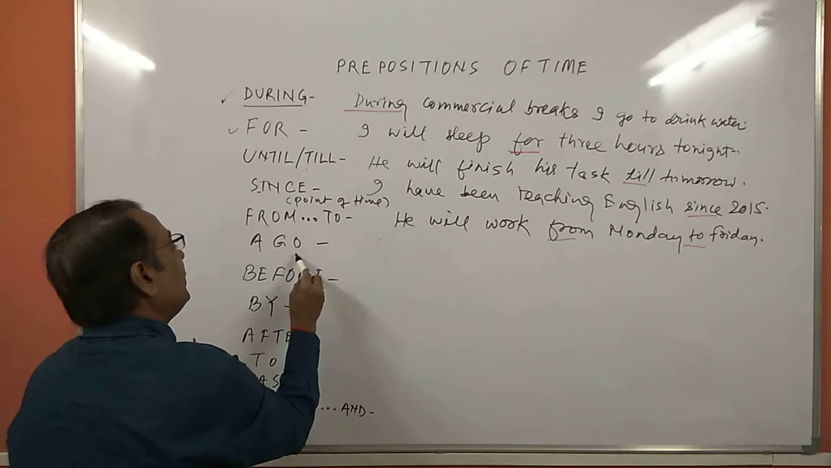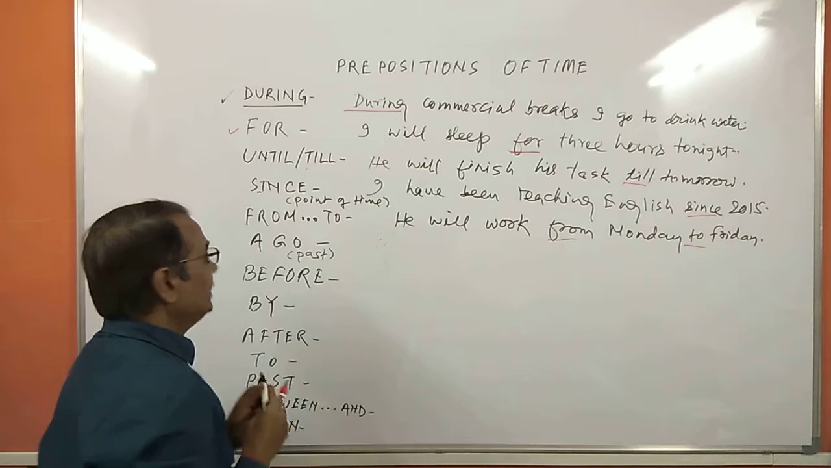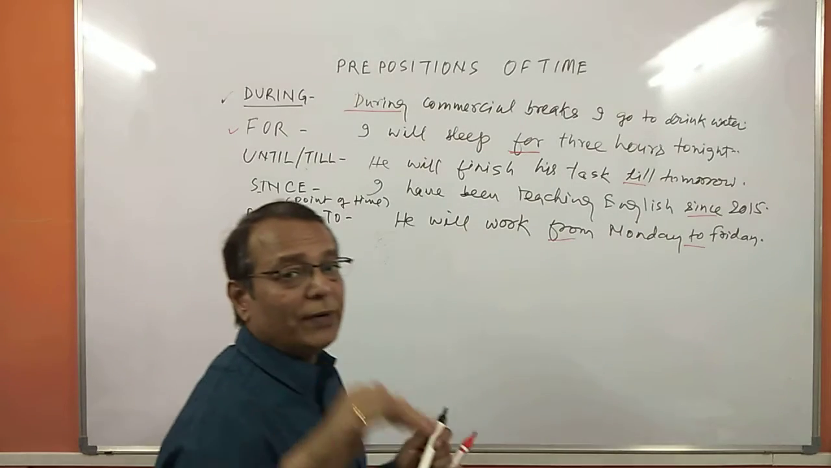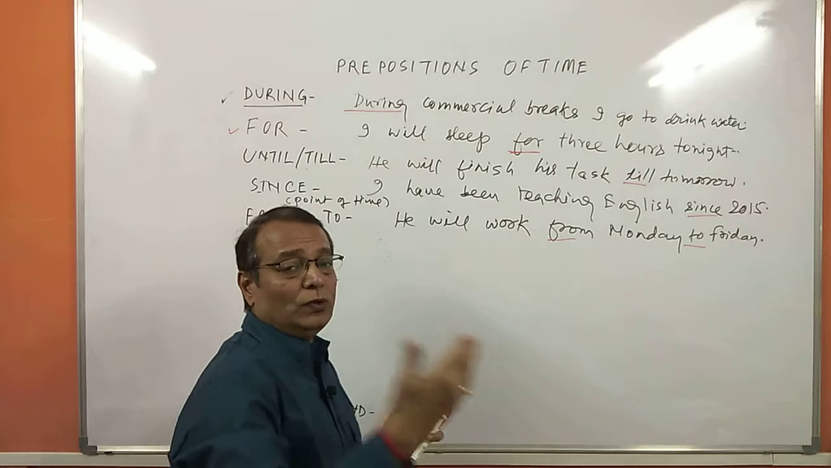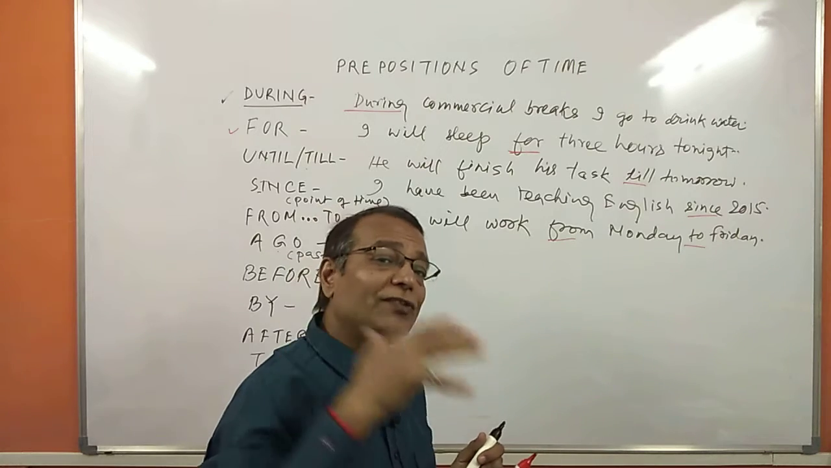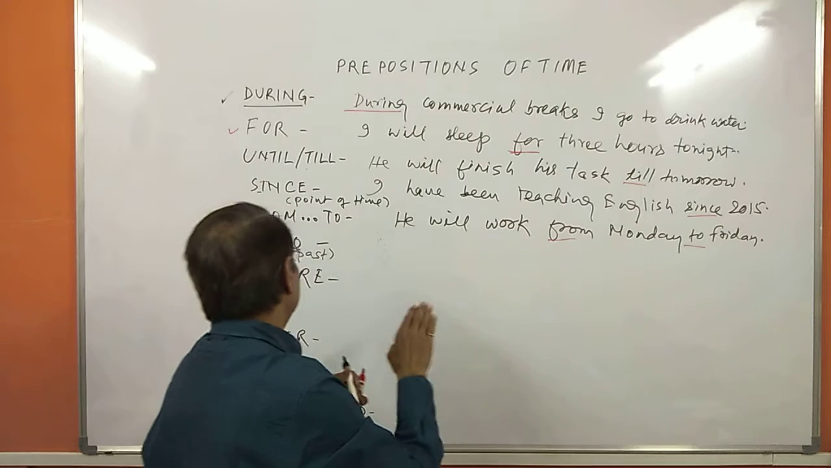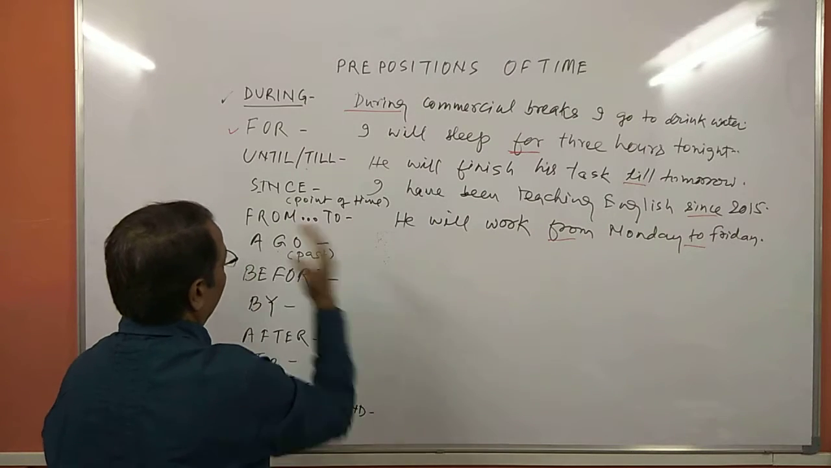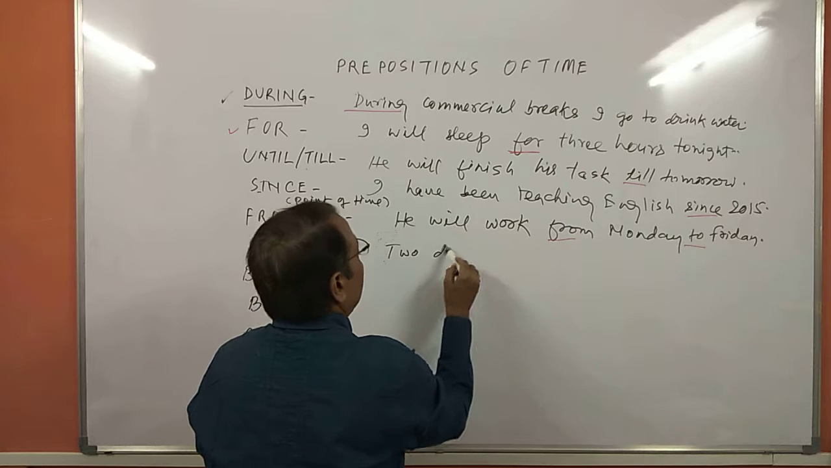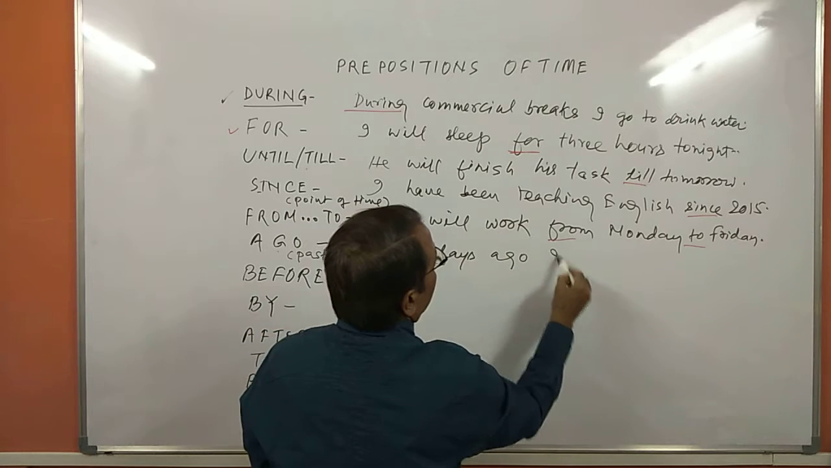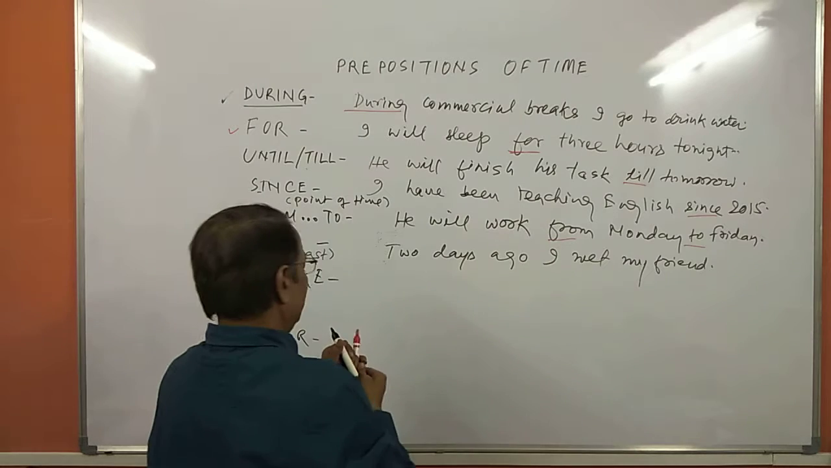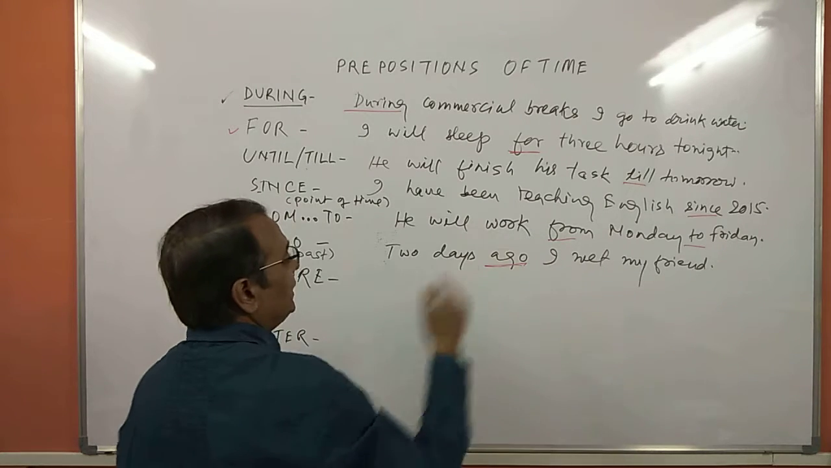Ago, we use for the past actually. This is to be noted. The word ago, we use for a past action, when we did something in the past, right? 2 days ago, 1 week ago, a fortnight ago, 10 years ago, 5 minutes ago, 2 seconds ago. What is past, right? We never use it for future tenses. 2 days ago, I met my friend. Here, I am using ago. Means 2 days ago, I met my friend.